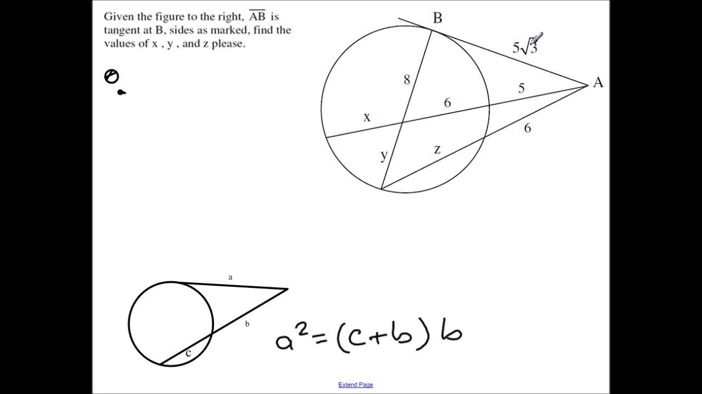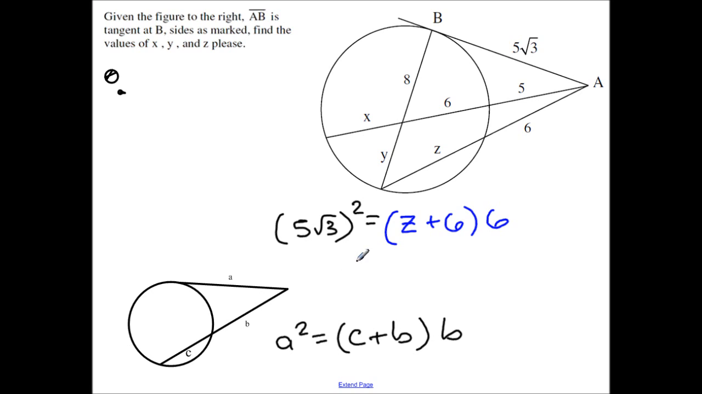So I can find z first, for example. If I want, I can begin with 5 root 3 squared. 5 root 3, and I'm going to square this quantity, meaning I'll multiply this by itself, will equal z plus 6. That's the whole secant segment from here to here, times the external part, times 6.